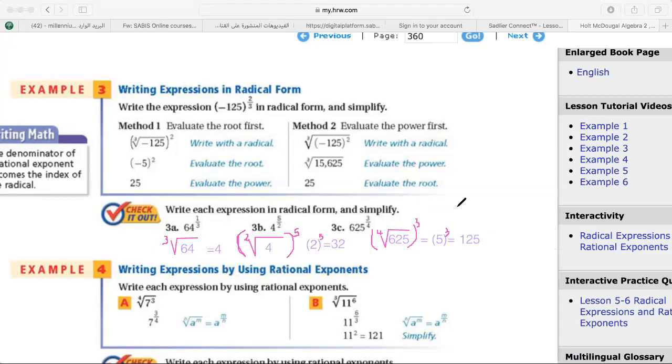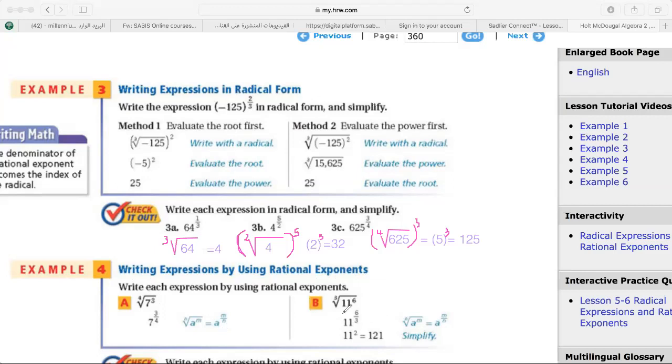Okay, girls, here we have the opposite. Write each expression by using rational exponents. I am going to do the opposite. Okay, here the index is 4, so the denominator will be 4. And this time they use the second method, where they give the numerator as the exponent of the radicand. So it is 3.